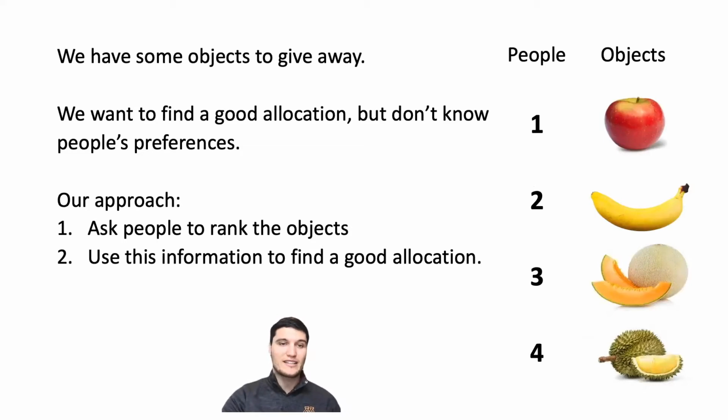And so the approach we want to take is we're going to start by asking people to rank the objects. Tell me your first choice fruit, your second choice fruit, and so on. And then from the information we collect from everyone, we somehow need to apply some algorithm to this to find a good allocation.